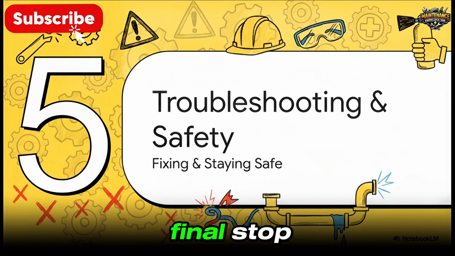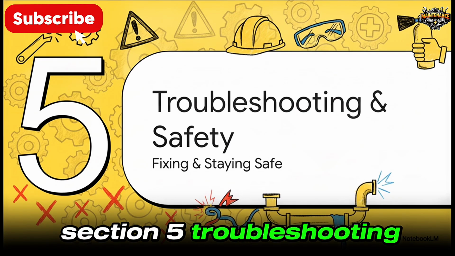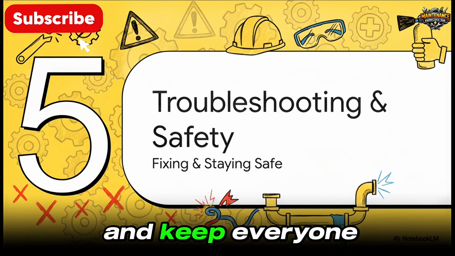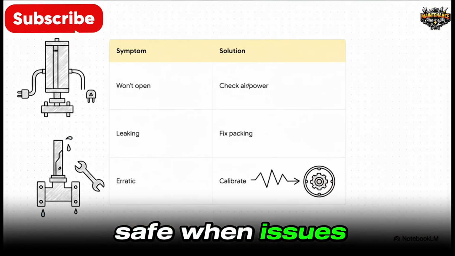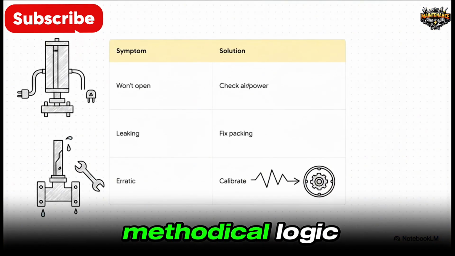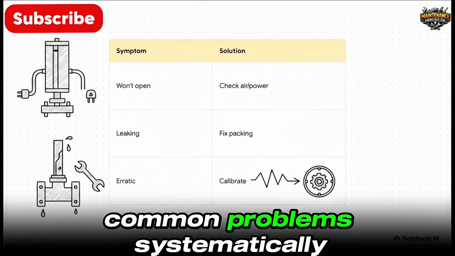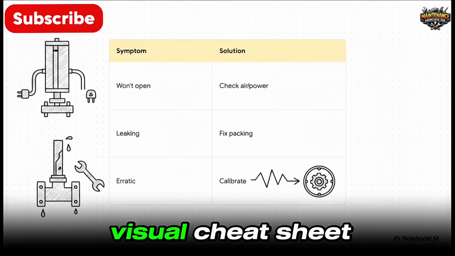And that brings us to our final stop, Section 5, Troubleshooting and Safety Practices. How do we fix things when they go wrong and keep everyone safe? When issues pop up, technicians rely on methodical logic, and this brilliantly illustrates how to troubleshoot common problems systematically. It's a quick visual cheat sheet.